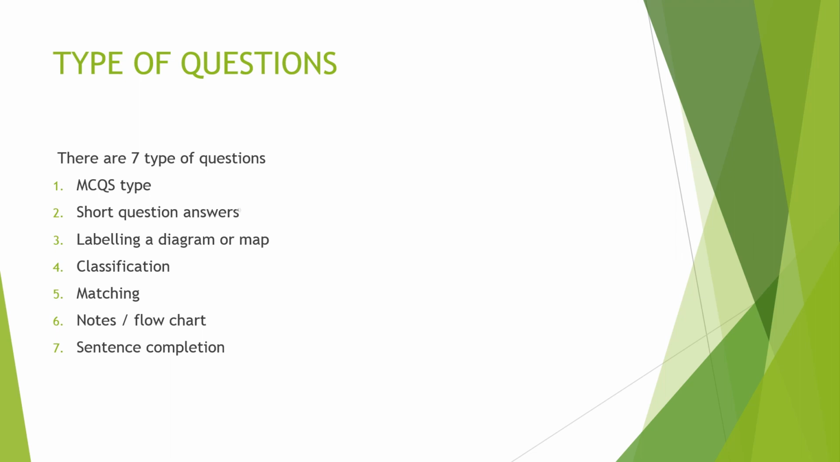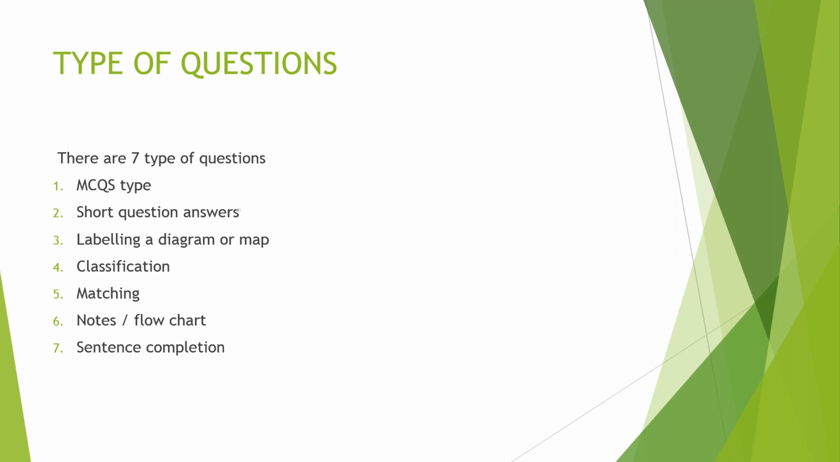Sometimes you get a graph or a diagram. Sometimes in a test you don't have any diagram or map. So it depends on the test. Basically there are 7 types of questions, and they include MCQs, short question answers, labeling a diagram or a map, classification, matching, notes and flowchart, and sentence completion.